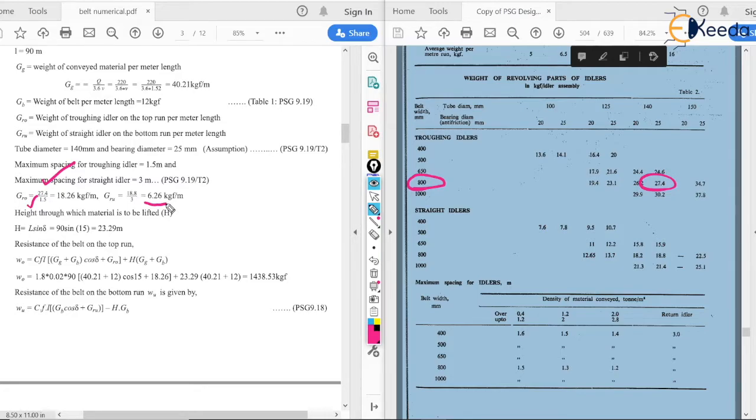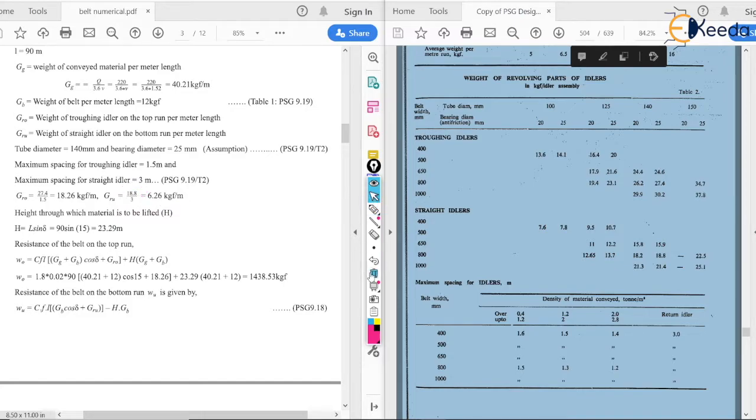Now next we are going to calculate the height through which the material is to be lifted, that is h. Now h is given by L sine delta, and 90 is our total length, and delta is the inclination. The inclination is 15 degrees, so it is 23.29. Similarly GRU you can take from here, that is 18.8. So here we have taken 18.8 divided by spacing, that is 6.26.